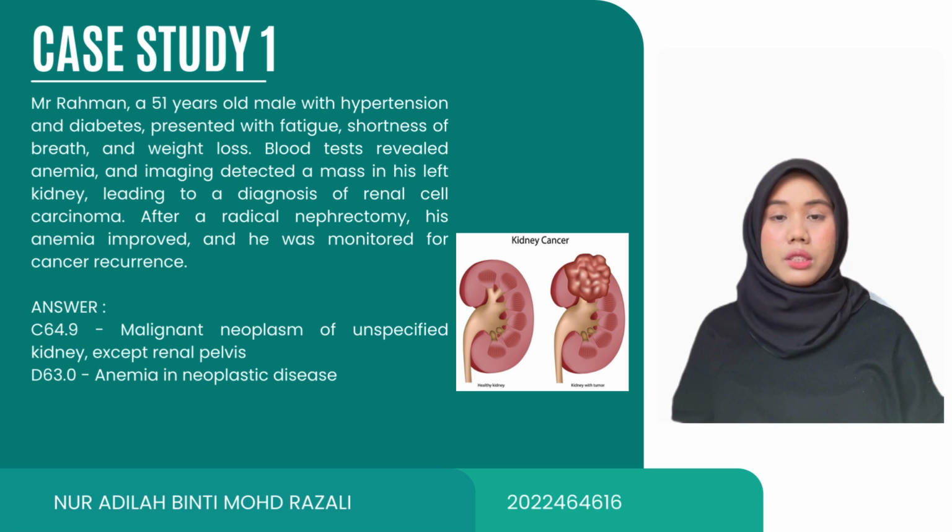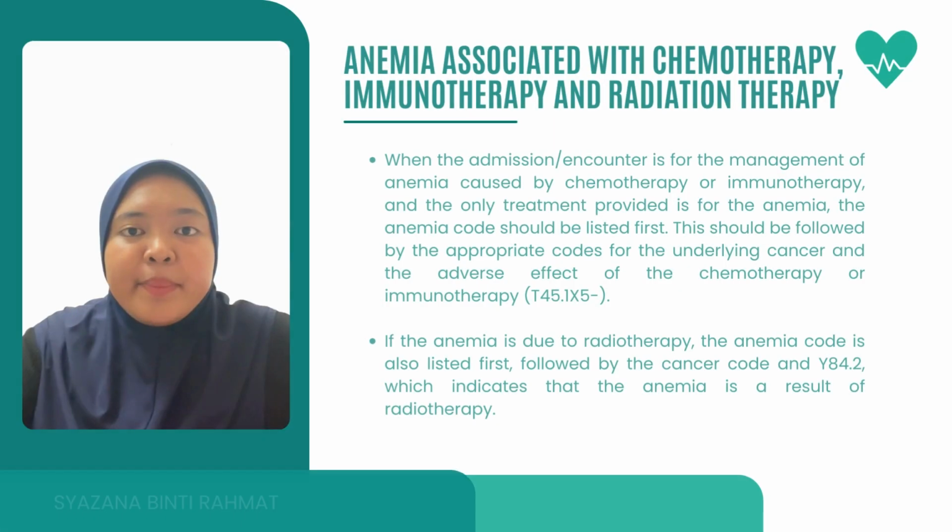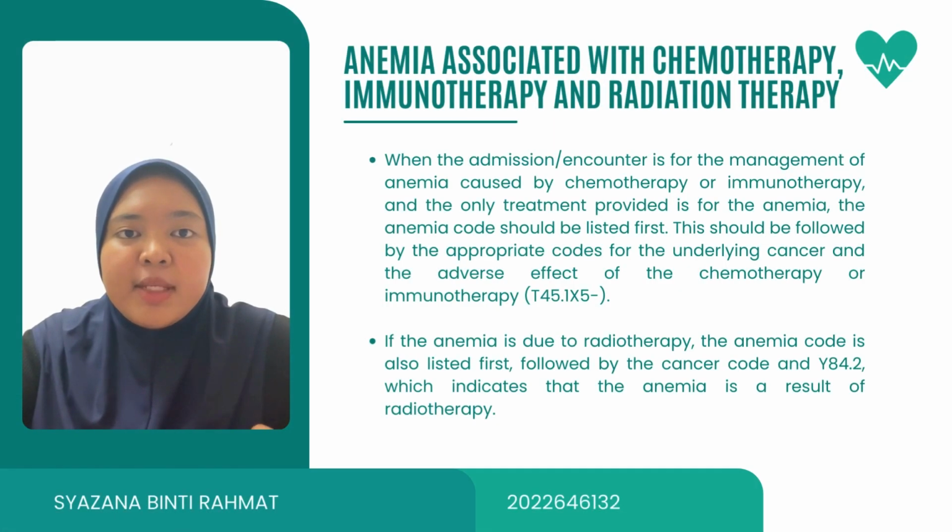D63.0 is used to specify anemia that occurs as a direct result of the neoplastic disease. In Mr. Rahman's case, his anemia was associated with the presence of renal cell carcinoma. After the removal of the kidney mass, his anemia improved, which further supports the link between the anemia and the neoplastic disease.